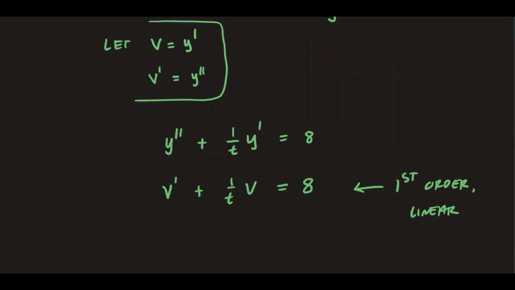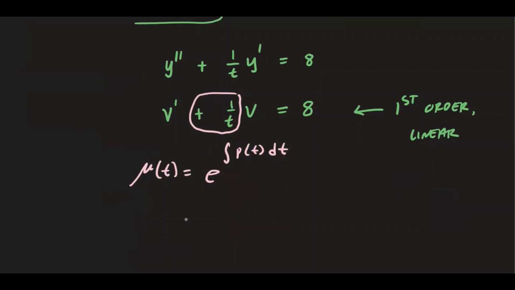So let's compute the integrating factor mu. So mu of t is going to be e to the integral of p of t dt. Now p in this case is this function right here. It's always the function in front of v. So if I substitute that, I have e to the integral of 1 over t dt. And we all know by now the integration of 1 over t will just be ln of t. And no need for absolute value since t is already positive. And this would just simply be t. So we know mu is t.